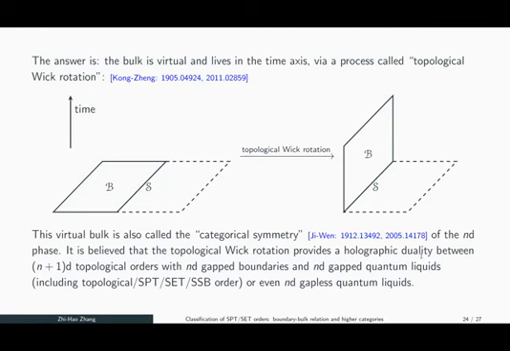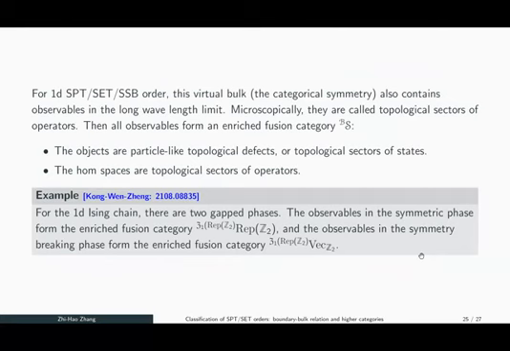Yeah, but this bulk is rotated to the time axis, so you still take the Drinfeld center of this enriched category. This center is trivial. Yeah, that's for advancement. Good.